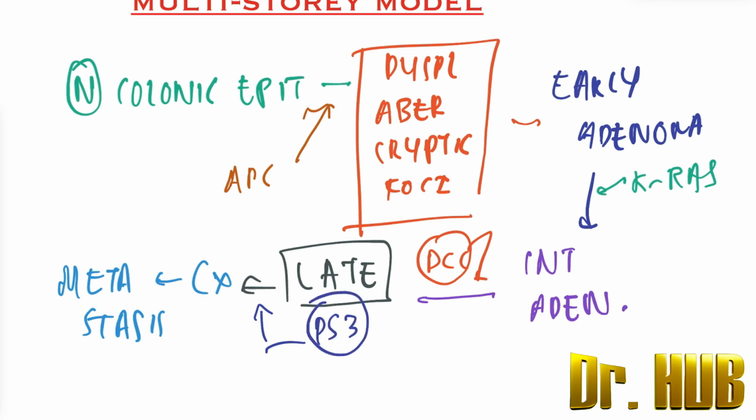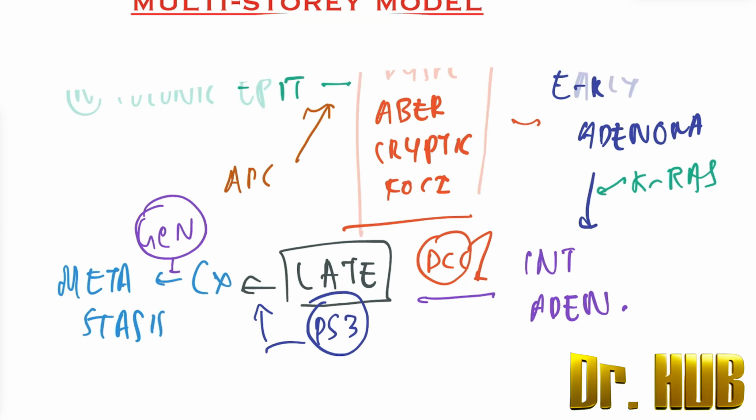Now, moving on from the carcinoma to the metastasis, there are some genetic changes which occur here. Now let's look at the other features.